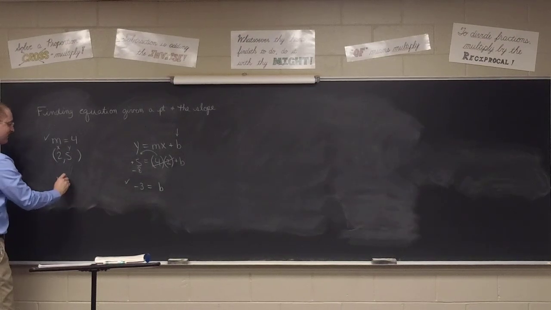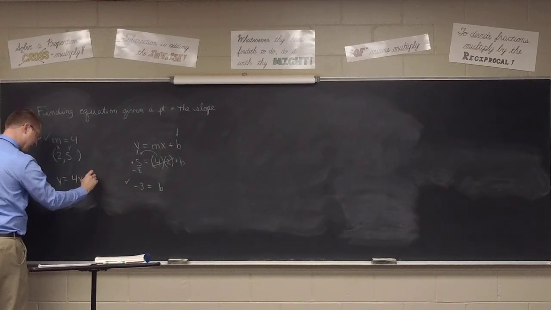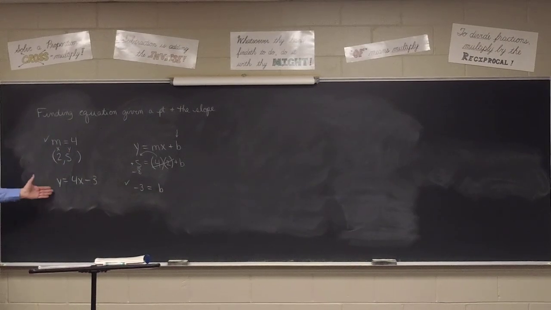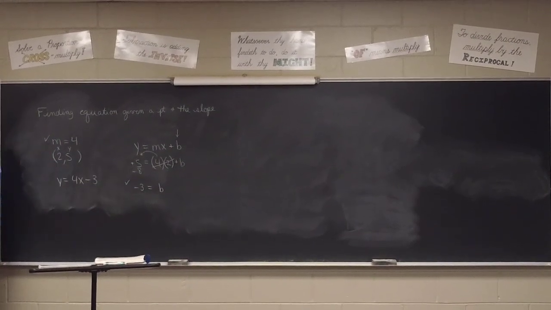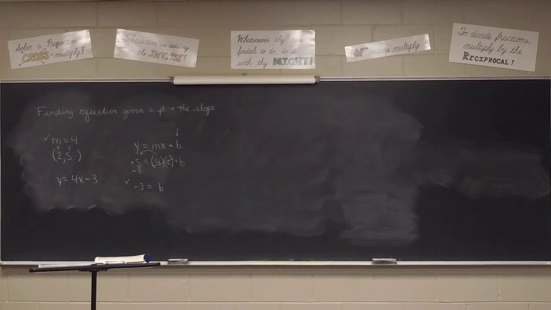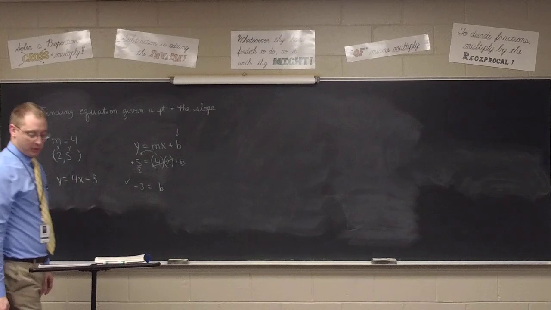Y equals 4x plus b is negative 3. Y equals 4x negative 3, right? Y equals slope x, y-intercept, right? That's all there is to it. So the final step is to rewrite with m and b, because those are the two things you need. Y equals mx plus b, m and b. That's what I got to know. Once you know them, you're done. You got the equation.